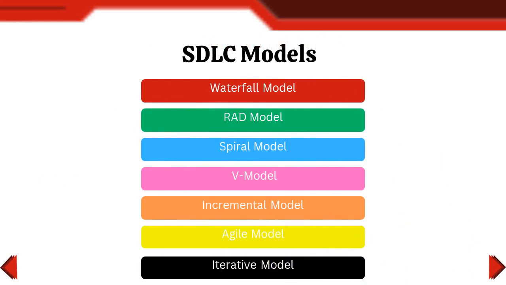Before we end, it's important to know that there are different SDLC models, each with its own way of managing software development. Some of the popular SDLC models are Waterfall model, RAD model, Spiral model, V model, Incremental model, Agile model, Iterative model. In our upcoming videos, we will explain each of these models one by one so you can understand how they work in real software projects.